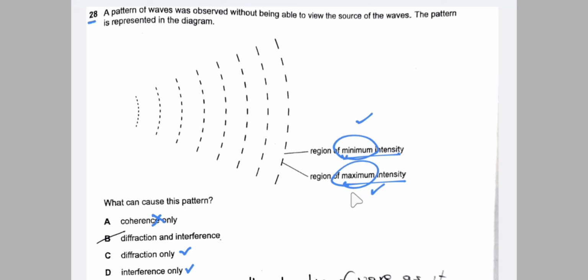So where the interaction occurs, constructive interference occurs, maximum is detected, and where destructive interference occurs, minimum is detected. So the answer is B. There is interference, which can be constructive where maximum is detected, or destructive where minimum is detected, and diffraction, as the waves can be seen to be diffracted.